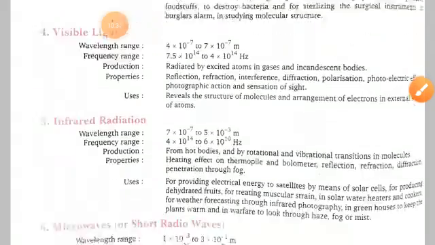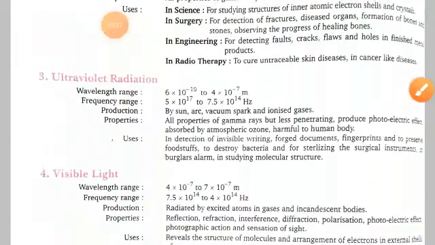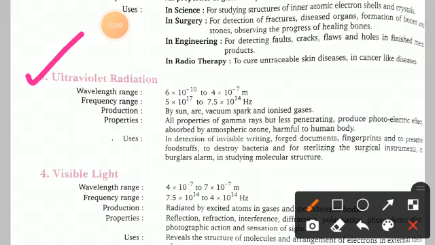Come to the ultraviolet radiation. Kindly remember this frequency and wavelength range because it might be asked in your examination and you have to write down all those values. The wavelength range of the ultraviolet region is 6 into 10 to the power minus 10 meter to 4 into 10 to the power minus 7, and for the frequency, it is 5 into 10 to the power 17 to 7.5 into 10 to the power 14 hertz.